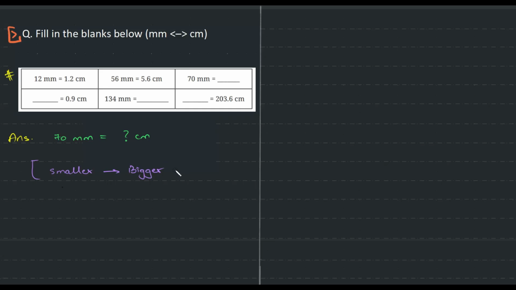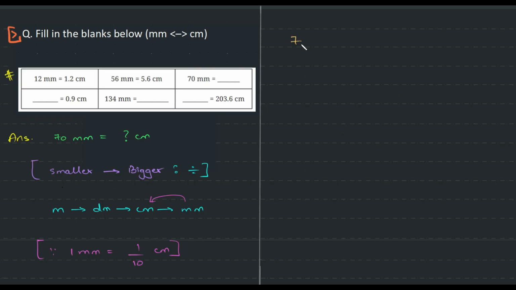So basically, we need to divide. Now the question is divide with what value? For that, we need to recall meter, decimeter, centimeter, and millimeter. So millimeter to centimeter, you are one step away. So we'll divide with 10. Because 1 millimeter is 1/10 of a centimeter.